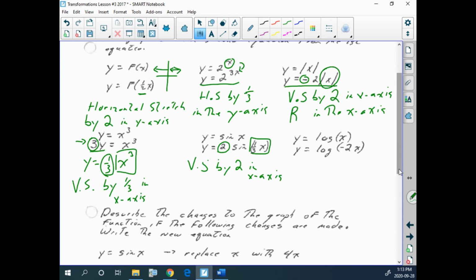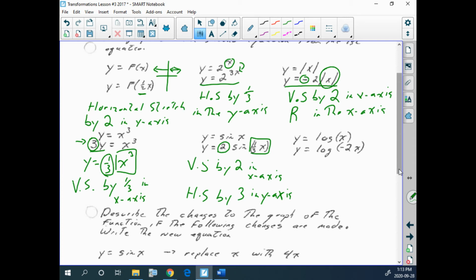Again, it's outside the function, so that means vertical. We have a horizontal stretch by, okay, well, it's inside the function. It's next to the variable. So it's the reciprocal of that number, 3, and in the y-axis.